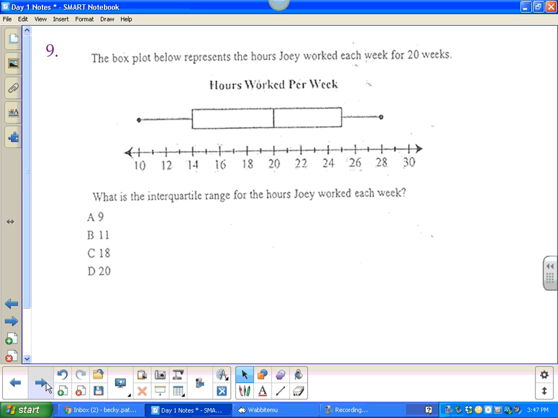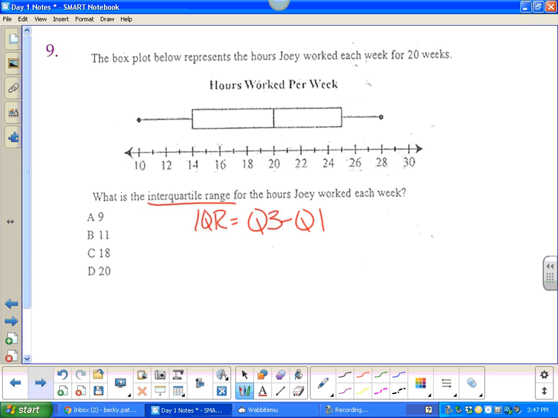The box plot below represents the number of hours Joey worked each week for 20 weeks. What is the interquartile range, the IQR? That's Q3 minus Q1, which is the box. So we're going here, which is 25, minus 14, so 11.